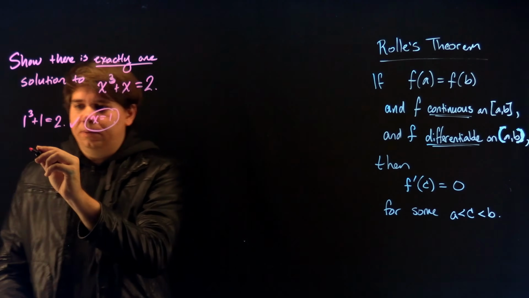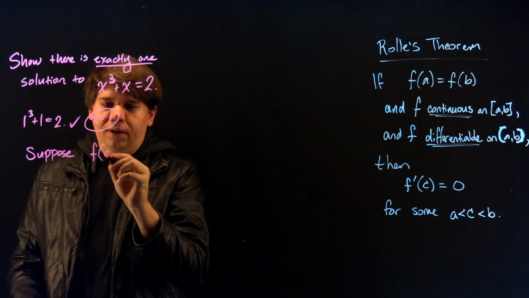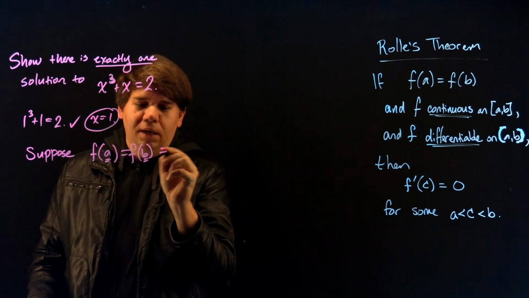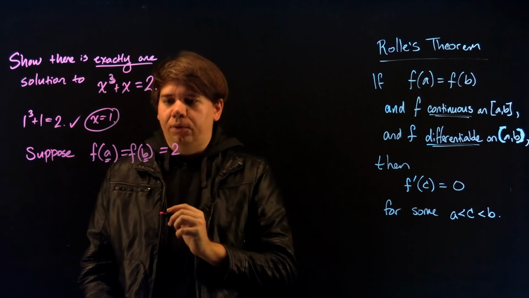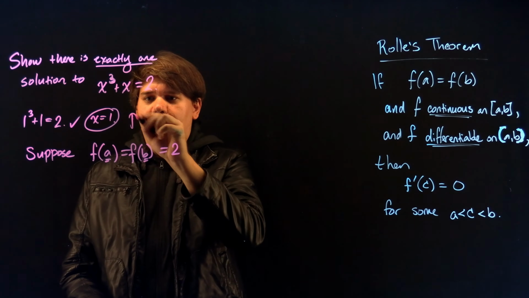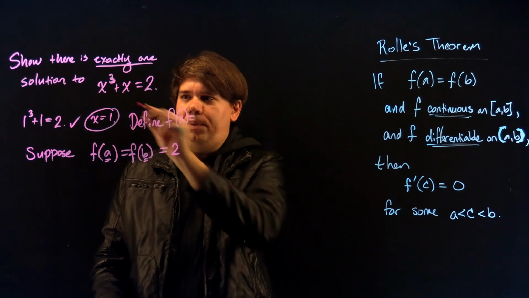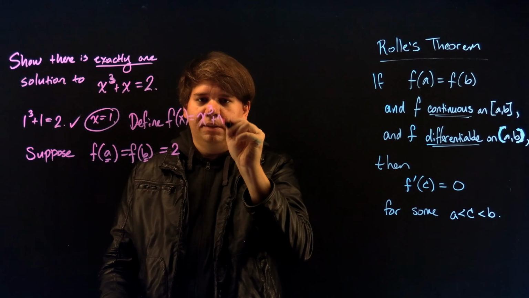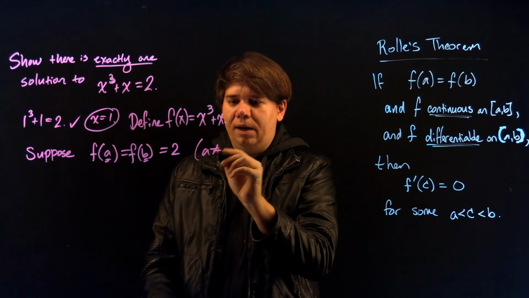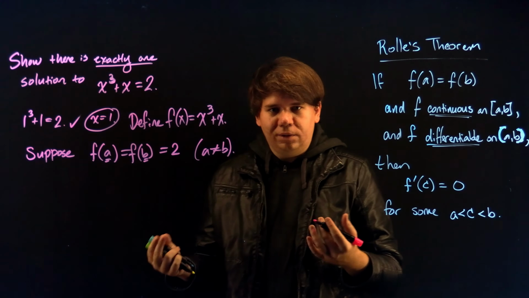Suppose there were two solutions. Suppose we had that f of a and f of b, two different values a and b, both came out to equal 2. Okay, so what is my function f here? Well, I guess I should define this. So let me just define my function to be my function right here. f of x will be x cubed plus x. Okay, then suppose there were two solutions, so a not equal to b, two different solutions. We already know one of those can be 1, but we're saying suppose there's a second solution.